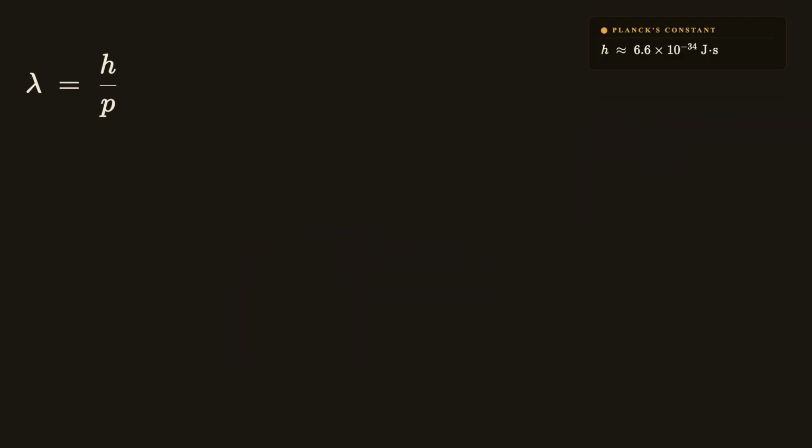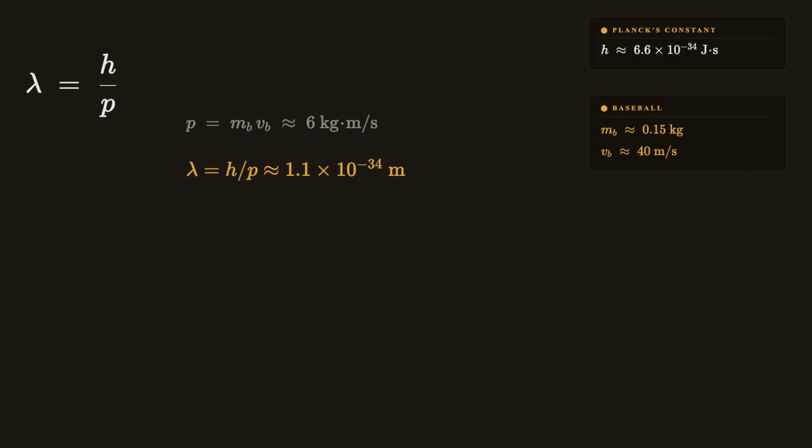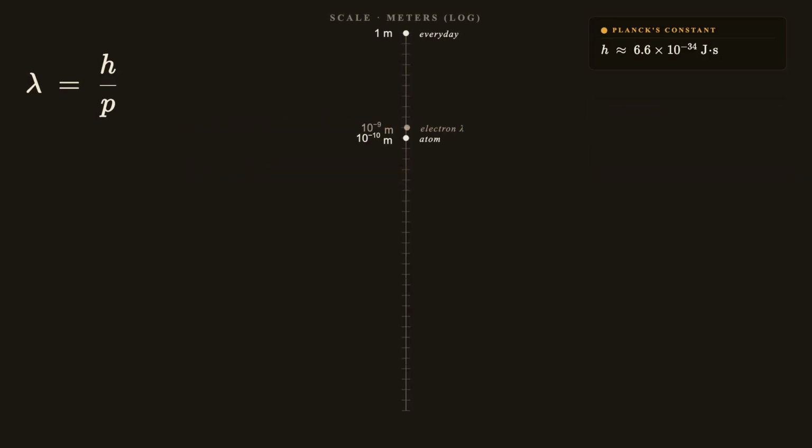Now let's try the same calculation with a baseball. Call it 150 grams, thrown at 40 meters per second. Calculating the momentum, we find it's enormous compared to the electrons, so the wavelength is the inverse. We get something near 10 to the negative 34th meters. To put that in context, a single proton is about 10 to the negative 15th meters across. The baseball's wavelength is nearly 20 orders of magnitude smaller than a proton.